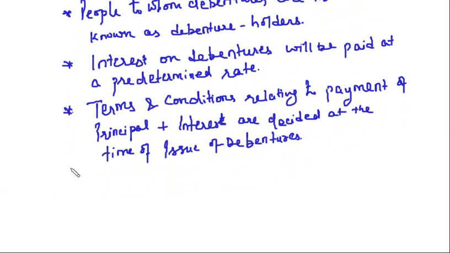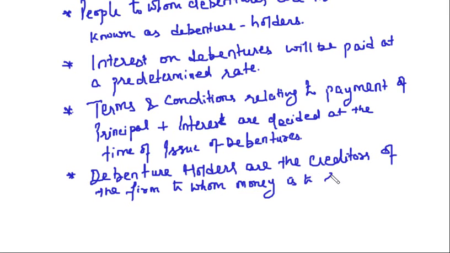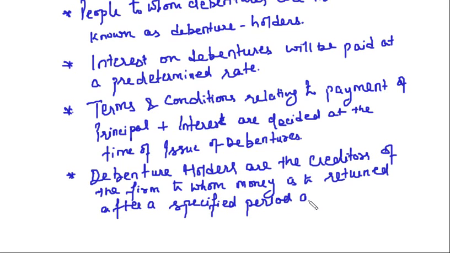So what I can say is, debenture holders are the creditors of the firm, right? Are the creditors of the firm to whom money is to be returned after a specified period, right, as per the terms and conditions.